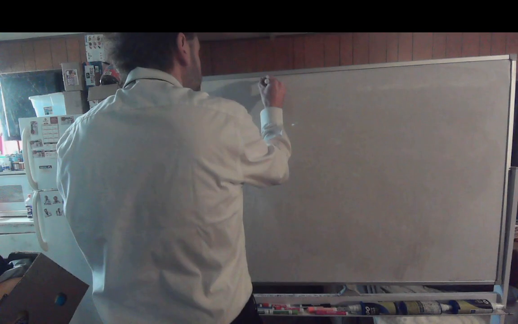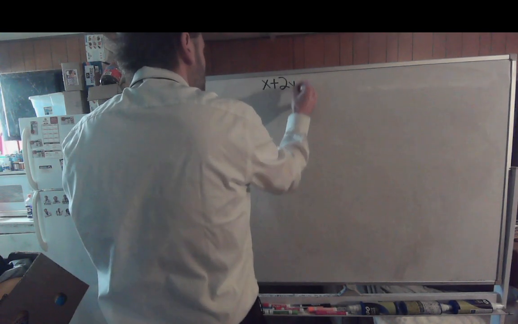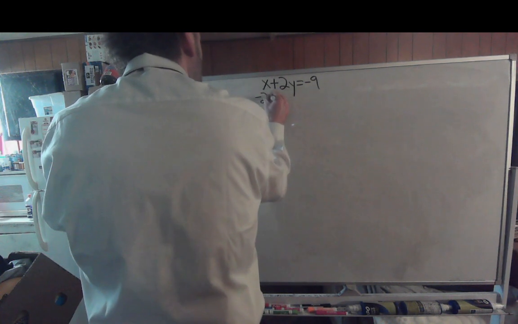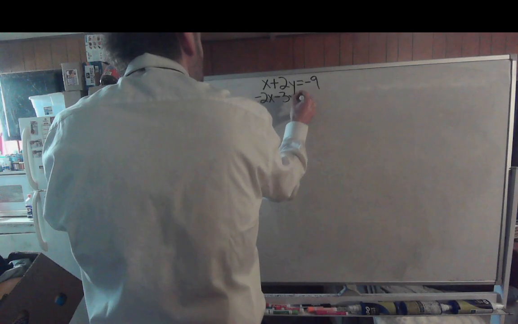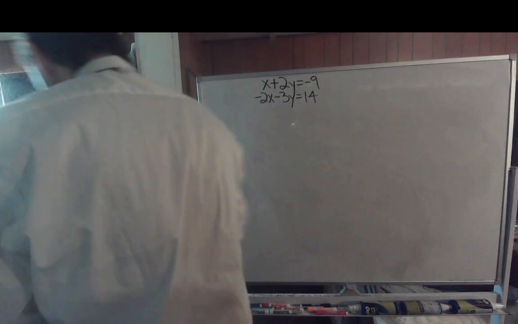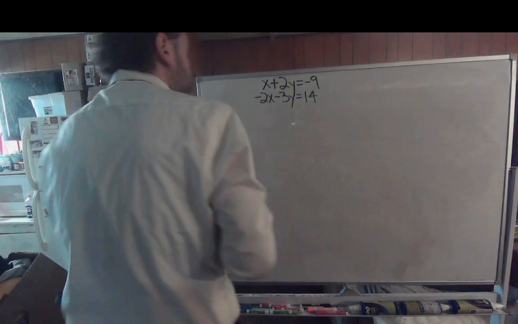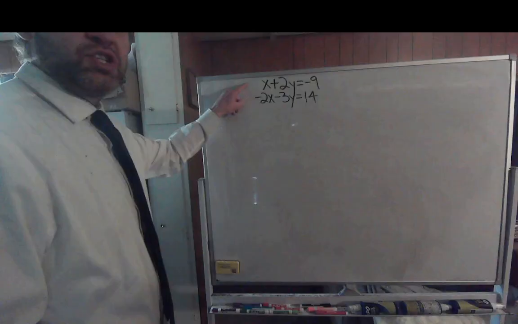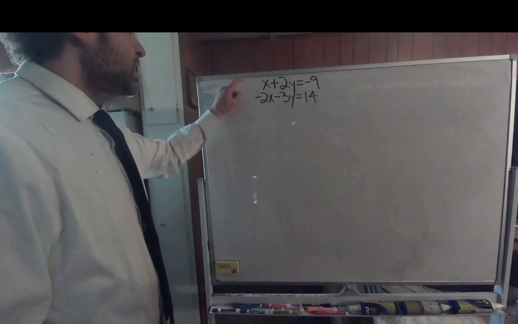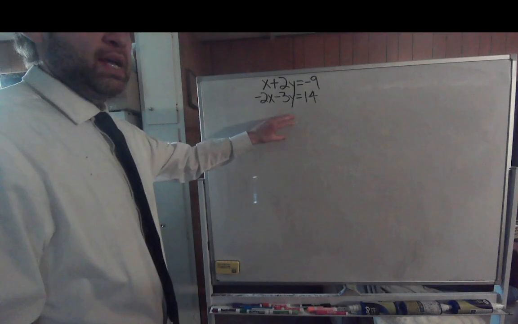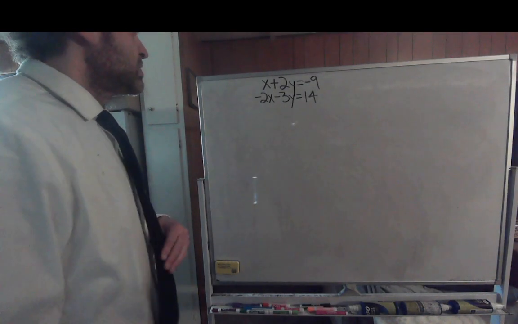All right, next one. Alright, so we have this system here with x plus 2y equals negative 9, negative 2x minus 3y equals 14. So we'll go ahead and set up the matrix.